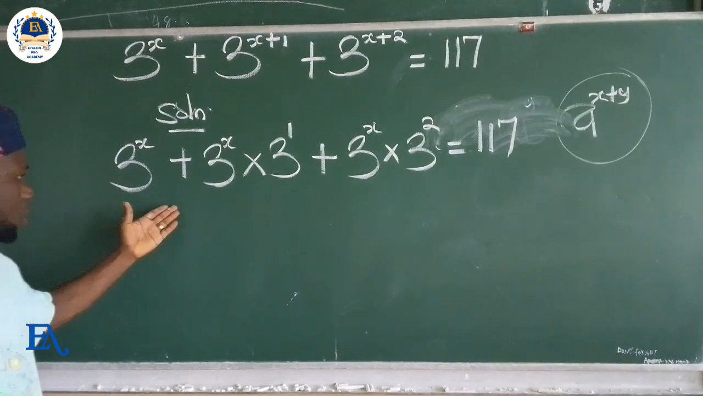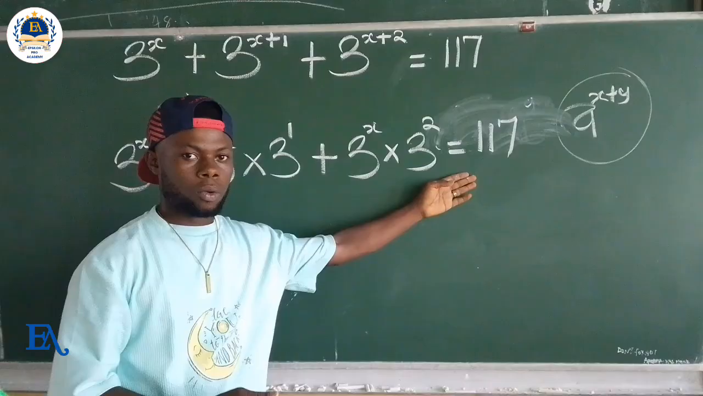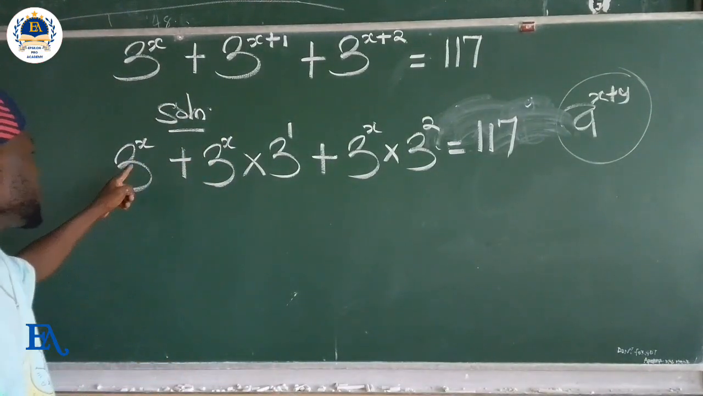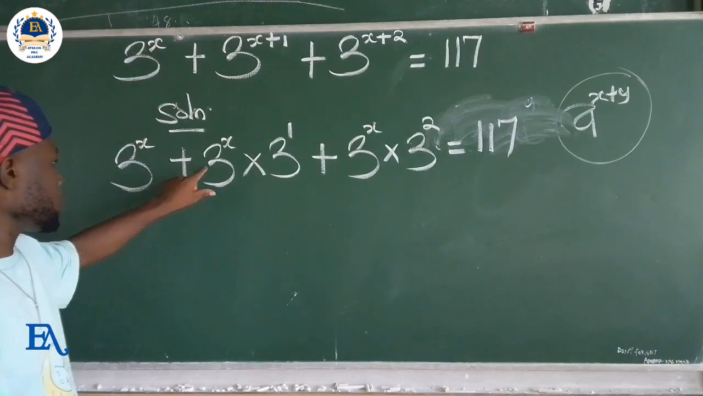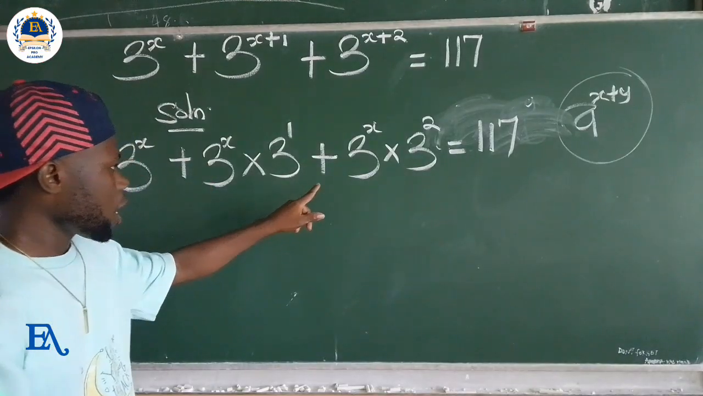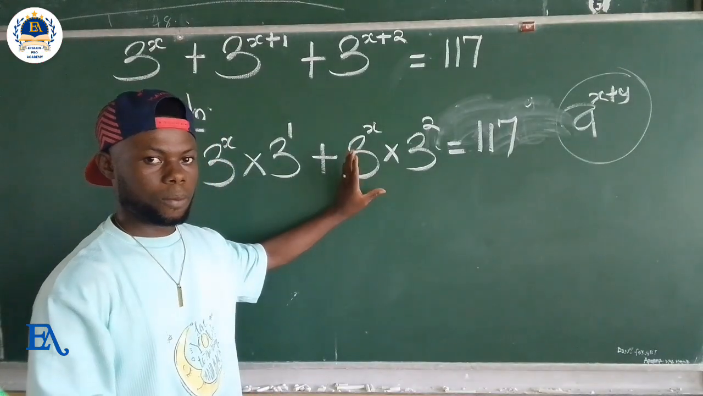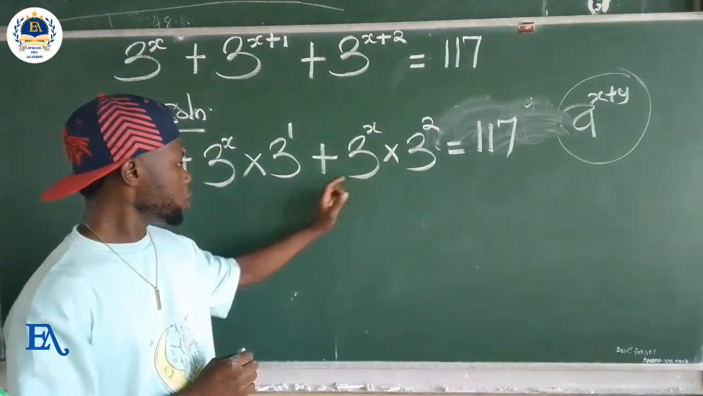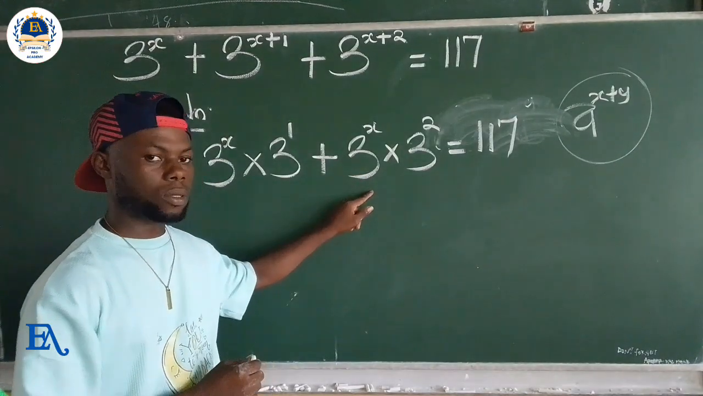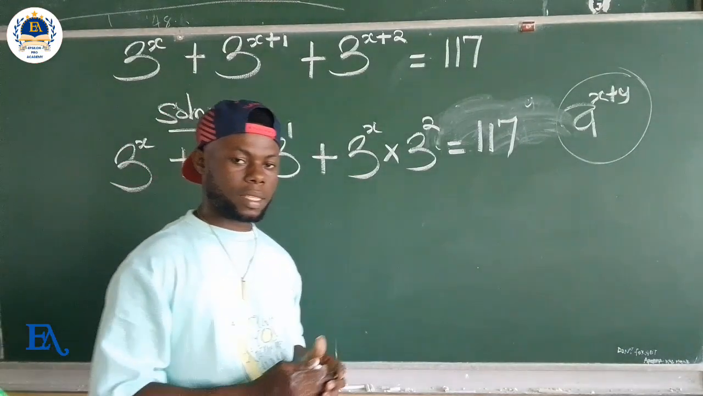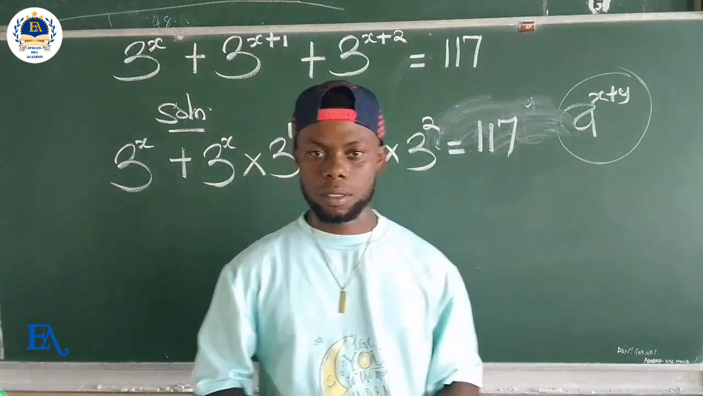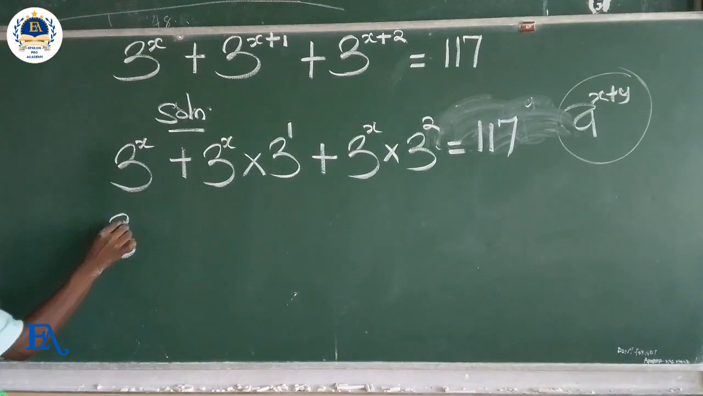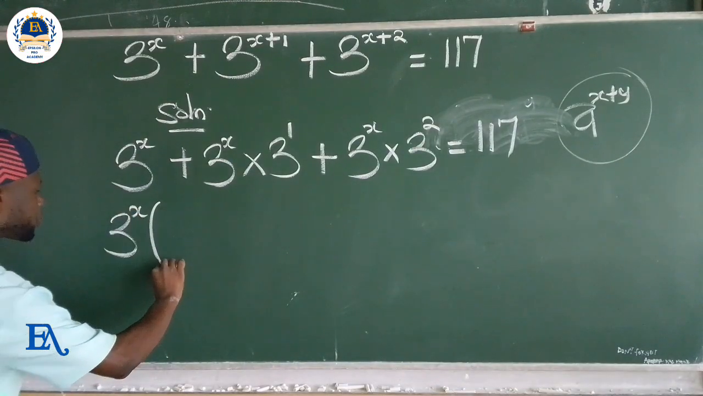Now, considering this line, what did you observe? I observed that 3 raised to the power of x is here, 3 raised to the power of x is here, and 3 raised to the power of x is here. That means 3 raised to the power of x is a common factor to each of these terms on the board. What should be the next approach? We have to factorize that. By factorizing, we bring 3 raised power of x outside and open a bracket.